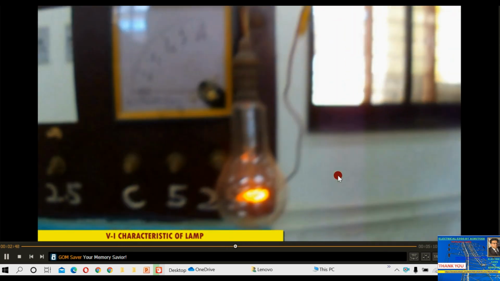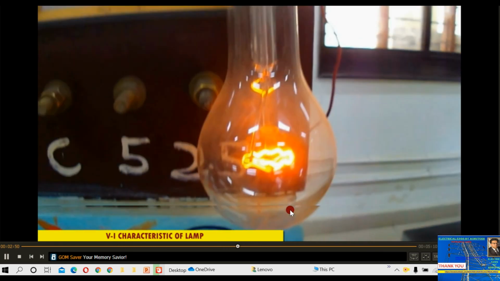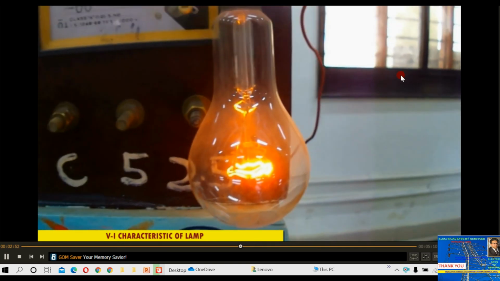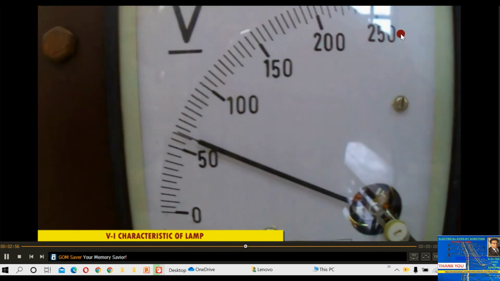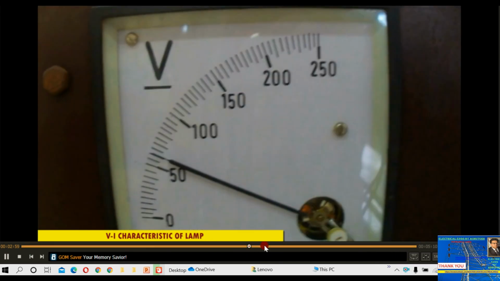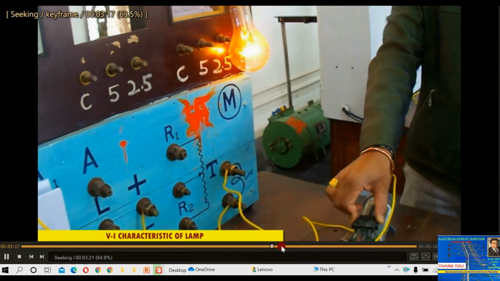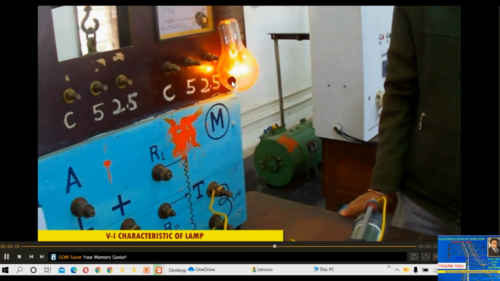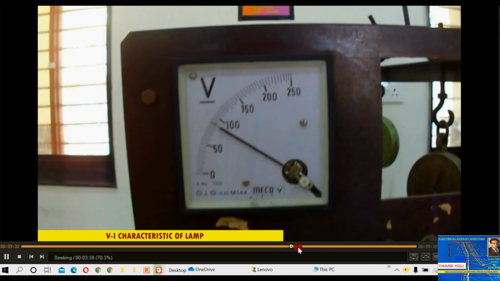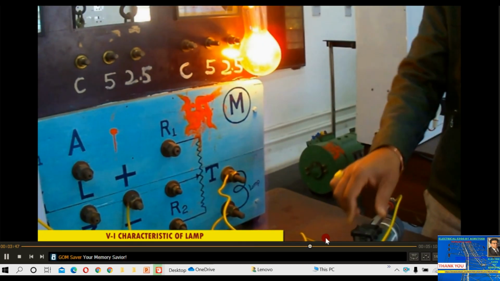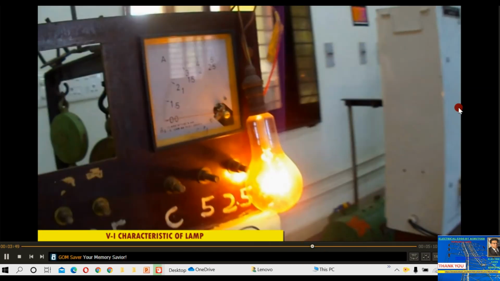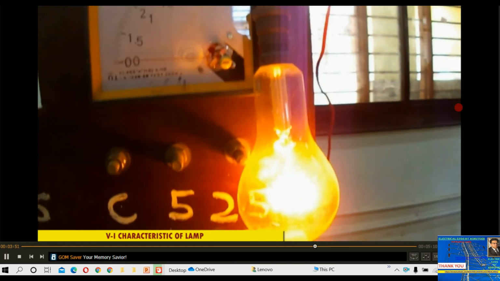Okay, so you have to note down minimum 8 to 10 readings, or as many readings as possible. Now see, the illumination of the bulb is increasing. So this is the incandescent lamp.